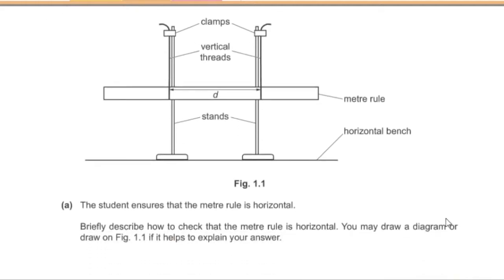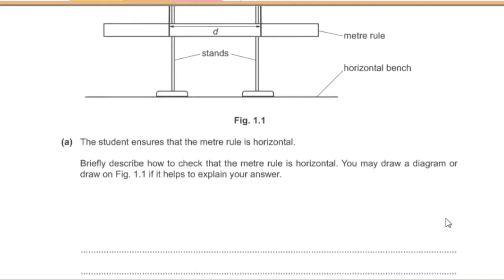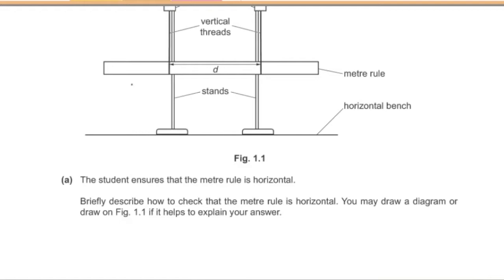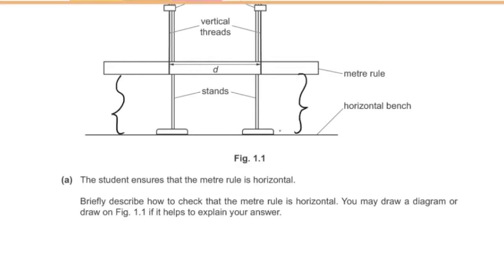Part A. The student ensures that the meter rule is horizontal. Briefly describe how to check that the meter rule is horizontal. You may draw a diagram or draw on figure 1.1 if it helps to explain your answer. So the question is asking you to make sure that this meter rule is parallel to this horizontal bench. What we can do is take measurements of the height of the ruler at two different points, let's say from here and here. If they're equal, then we can conclude that the meter rule is horizontal.